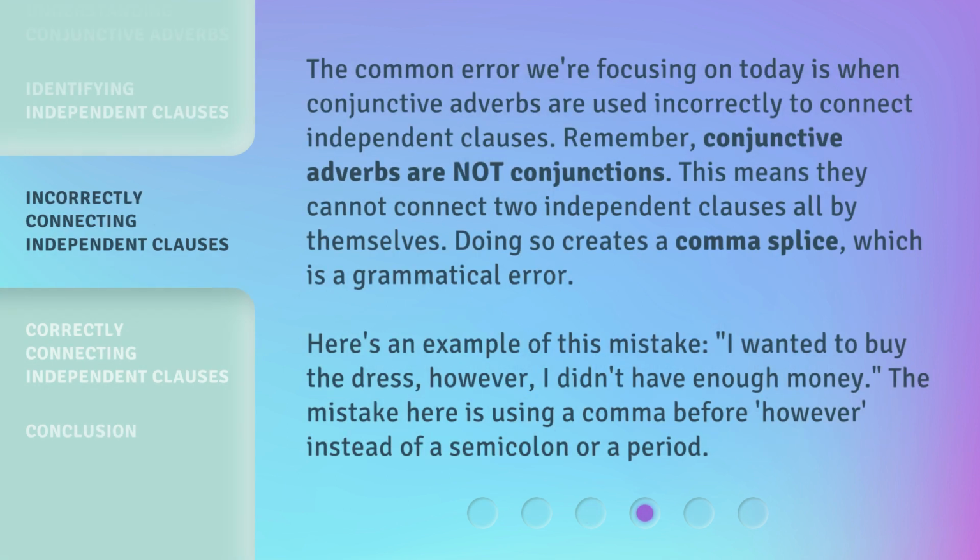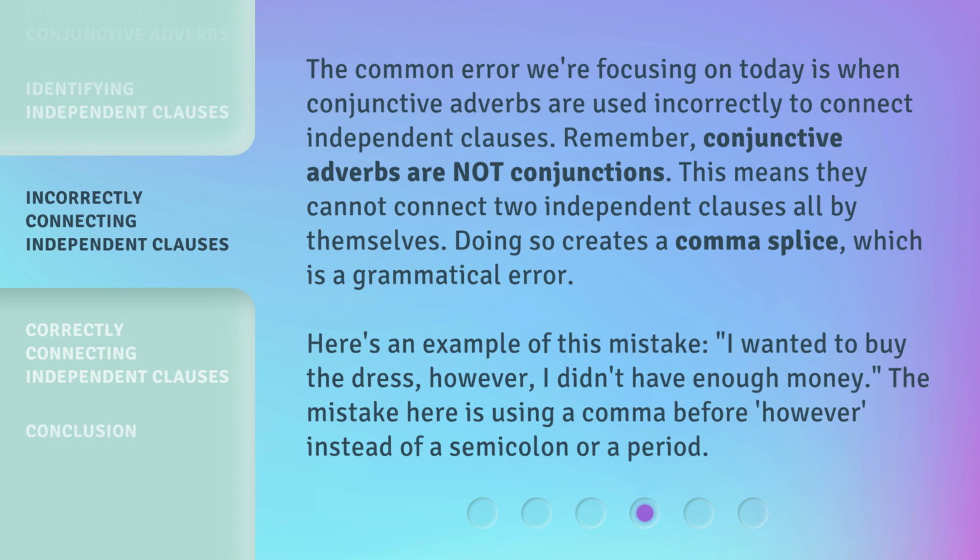The common error we're focusing on today is when conjunctive adverbs are used incorrectly to connect independent clauses. Remember, conjunctive adverbs are not conjunctions. This means they cannot connect two independent clauses all by themselves. Doing so creates a comma splice, which is a grammatical error.